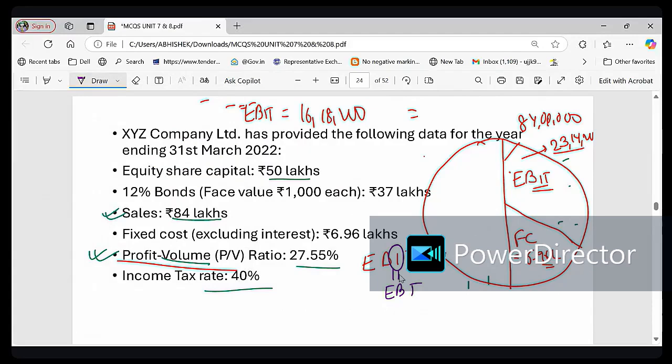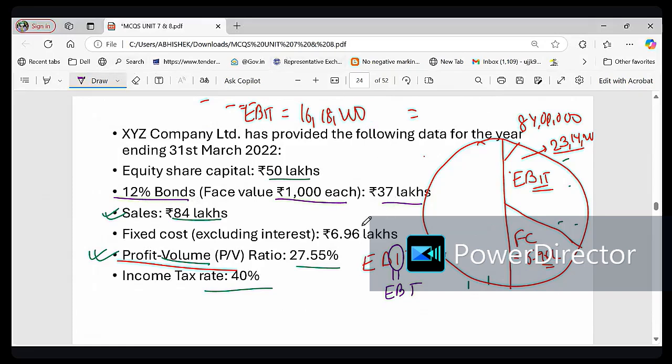And how much is the interest? You can see it is a 12% bond. Face value is 1,000, and 37 lakh. Can you calculate the interest? Basically, the bond coupon rate is given as 12%. Face value is 1,000 rupees. Bonds are issued with a face value, and 37 lakh. So can you calculate the interest?